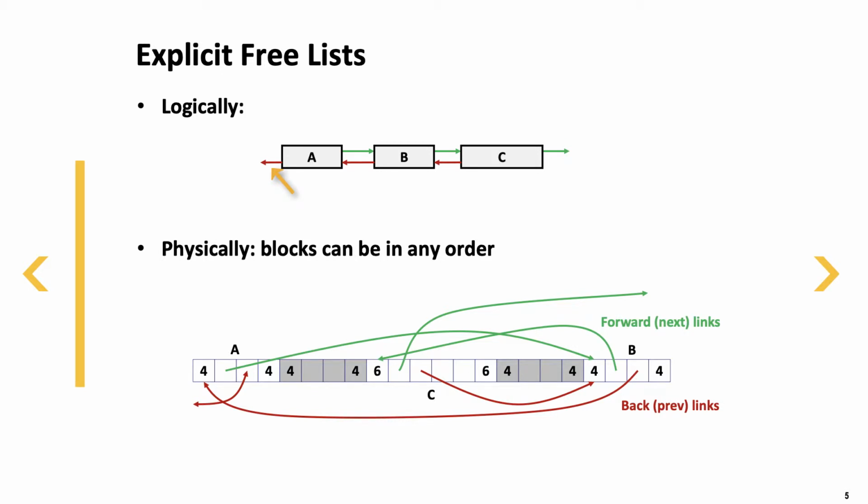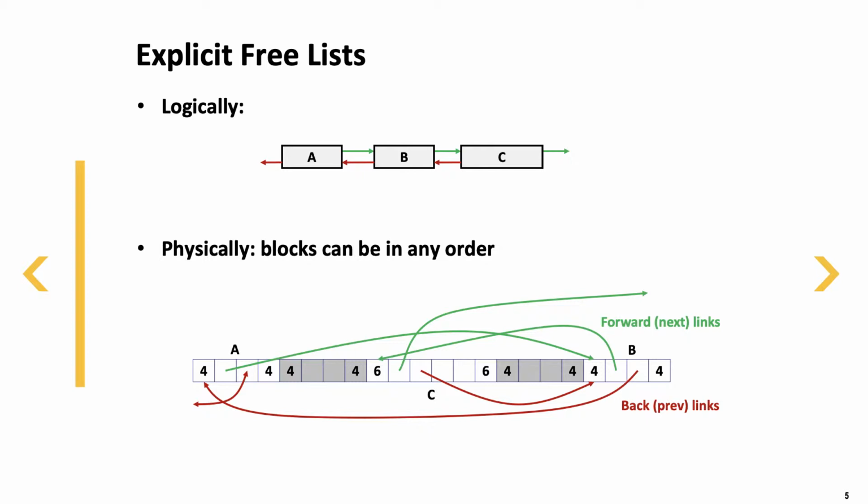A's previous pointer would point back to whatever's before A. So logically, it's very, very clear. It's very simple. We just have this string of free blocks with pointers to each other so we can go forward and backwards. Now, physically, though, these blocks can be in any order.